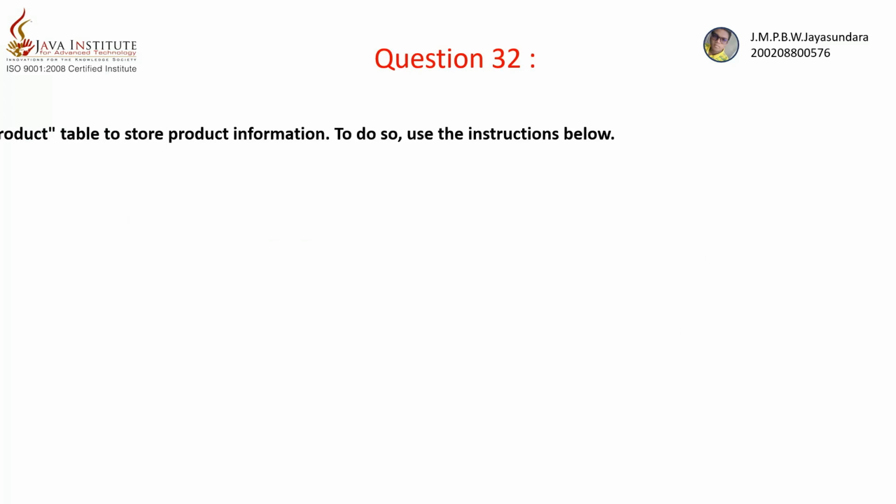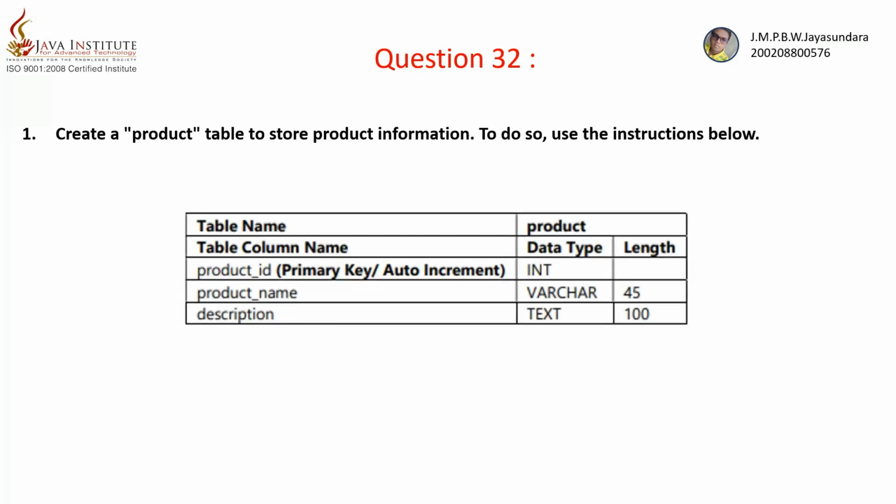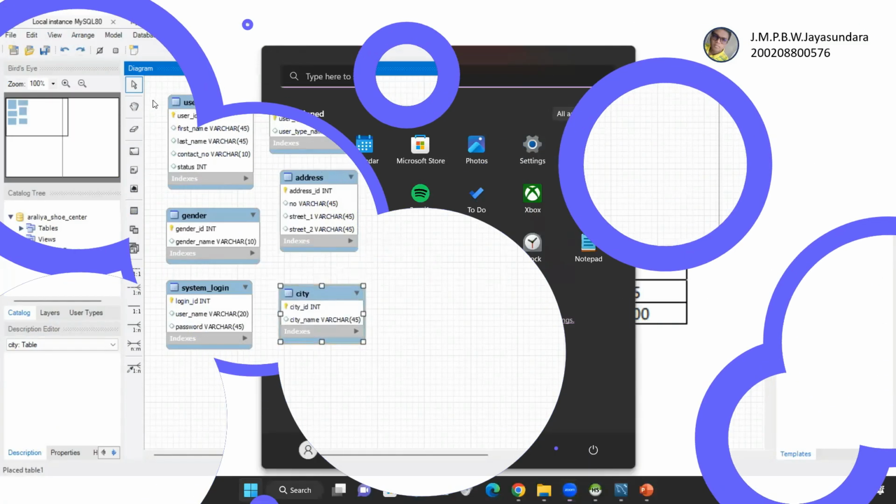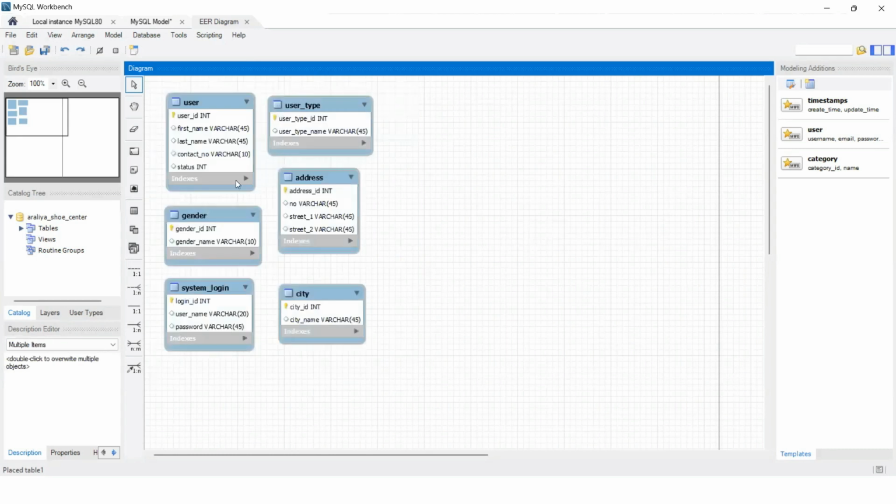In question number 32, the first question is to create a product table to store the product information. To do so, use the instructions below, and they have given us the table name as product, and here we have three columns. The product ID column must be primary key and it must be auto increment. And here we have our necessary data types and data lengths. So let's go and create this table in our diagram. These tables were created in our previous video in question set 31. So let's create our new table.